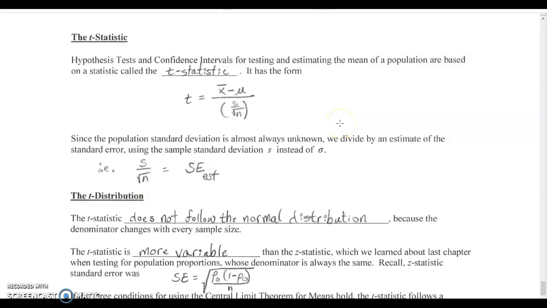Okay, everyone, welcome back to our statistics class notes here in section 9.2. This is the last page in section 9.2, page 143. And I want to give you a little brief introduction to what's called the t-statistic.